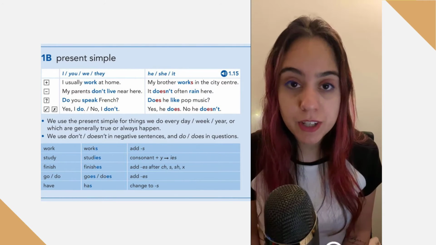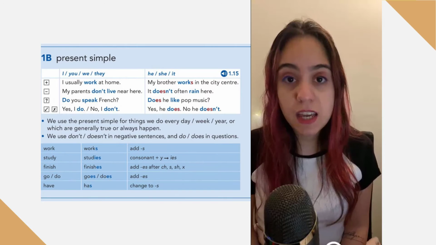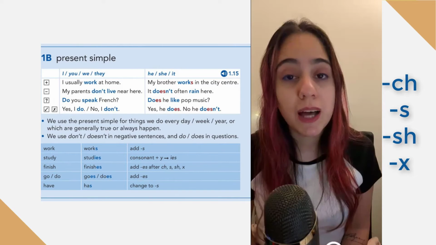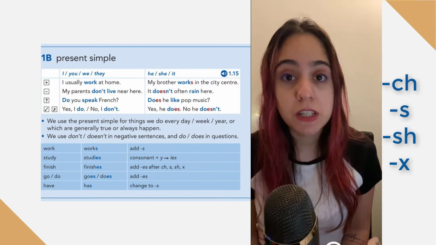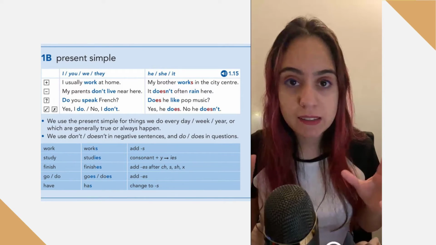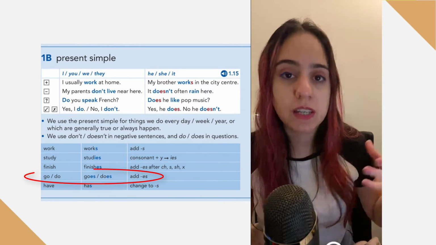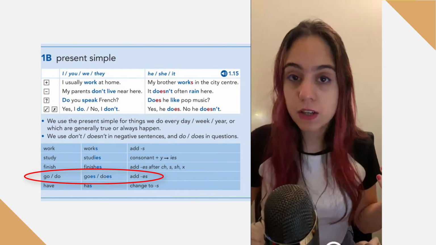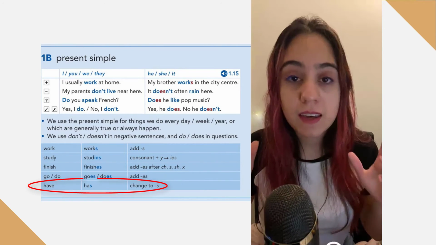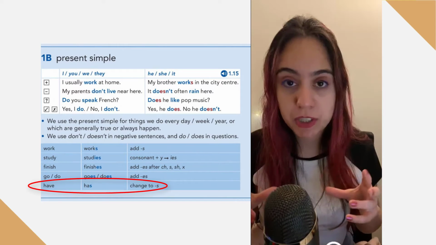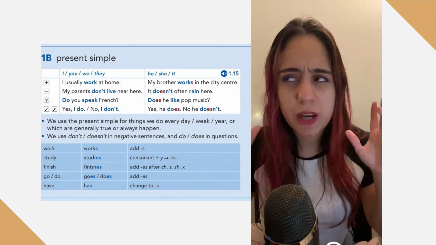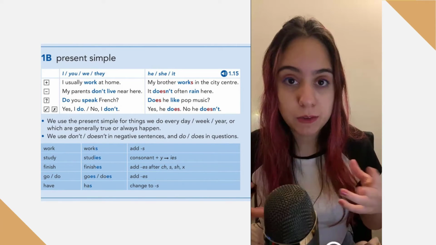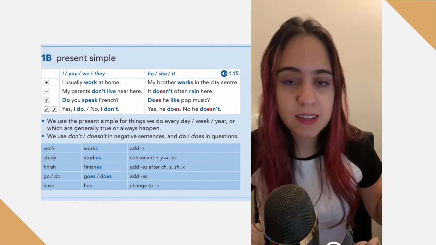And if the main verb finishes in any of these sounds, then we will add ES. For example, finish, finishes. Do and does are quite special because it is do, does, go, goes. And have is also an exception because have, has. Those are things that you have to bear in mind. How to add letter S at the end.